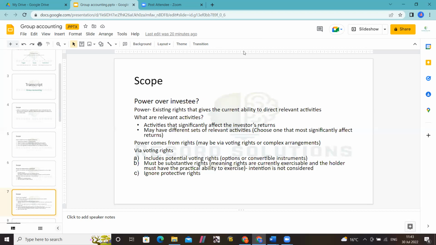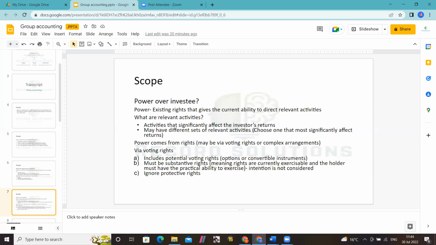And that's basically, I'd say, where that word influence comes from, because you will see these relevant activities are the only thing that really determines control, right? So it's not those percentages, it's these relevant activities, and I'll show you how. So what are these relevant activities? Relevant activities are activities that significantly affect the investor's returns, right?